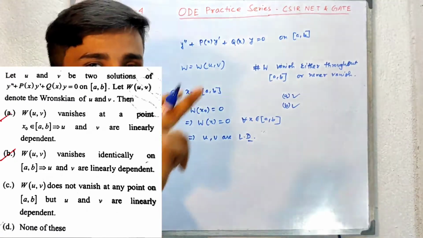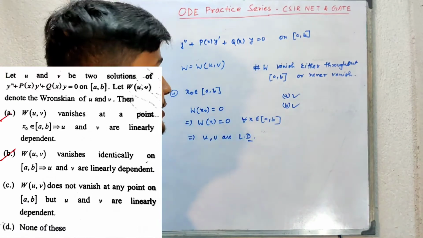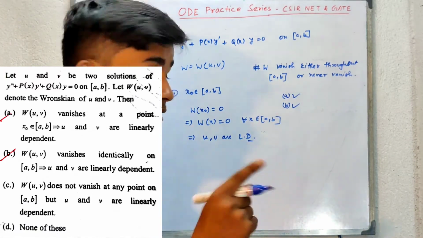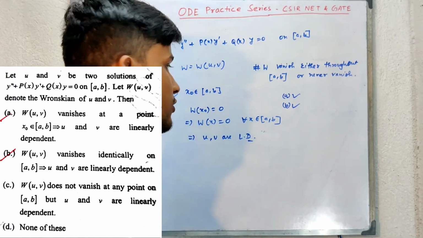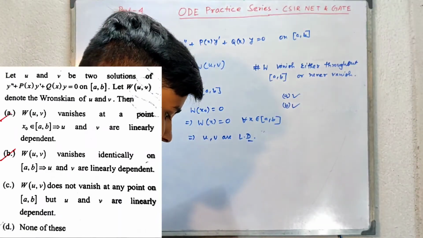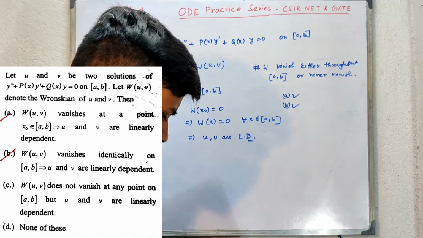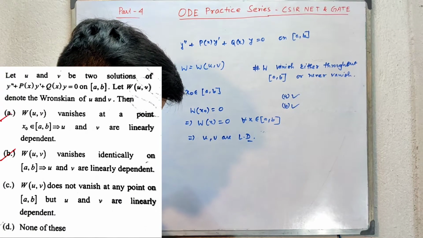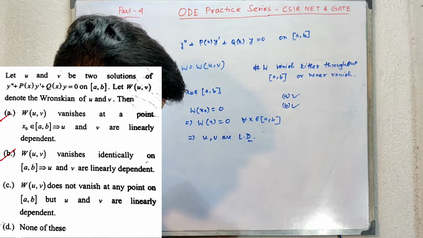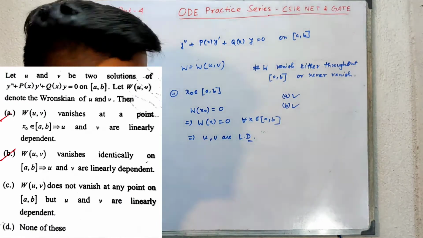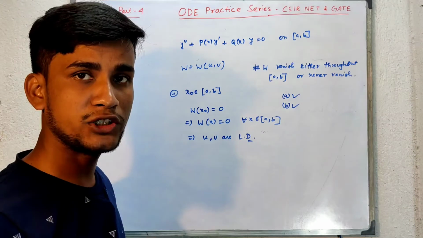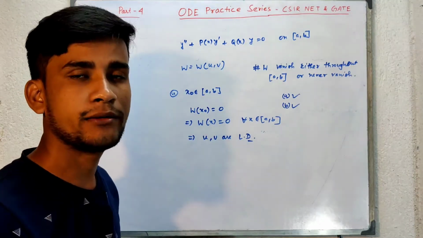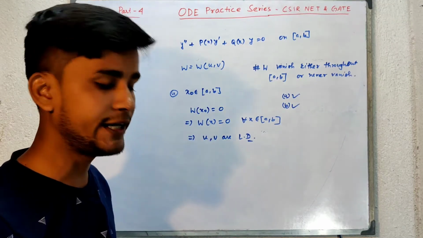In A it says that at 1.0, U and V are linearly dependent, and we know that if at 1 point the Wronskian is equal to 0, then it is completely 0 throughout the interval. So options A and B, these two are true. Option C says that if W(U,V) does not vanish at any point on the closed interval [a,b], but U and V are linearly dependent. This is obviously not true, because if W does not vanish, then they are linearly independent. W(x) not equal to 0 means linearly independent.